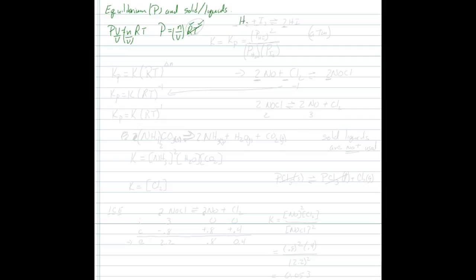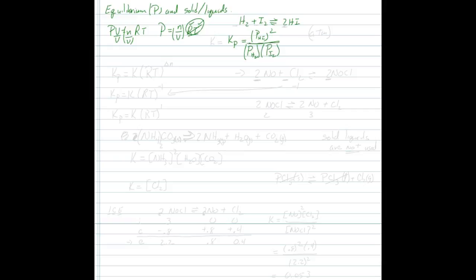So if you have H2 plus I2 in equilibrium with 2HI, if they are all gases, you could use the pressures. And instead of having a K value, because they're proportional but not equal, you can have a Kp. The equilibrium constant in pressure is equal to the pressure of HI squared over the pressure of H2 times the pressure of I2. And it works the same way.